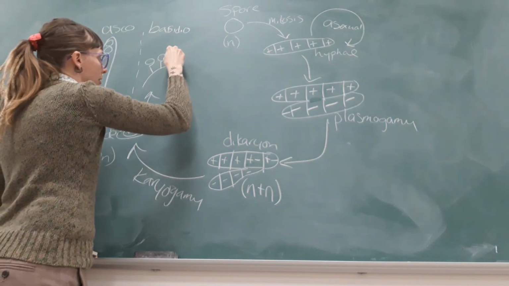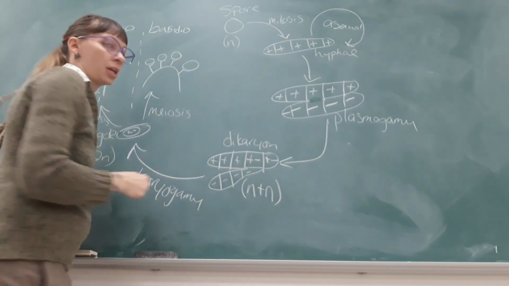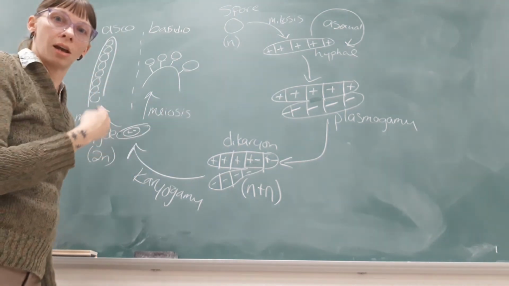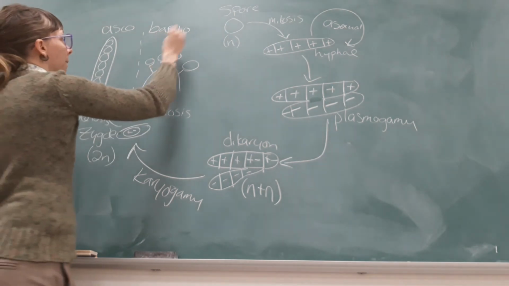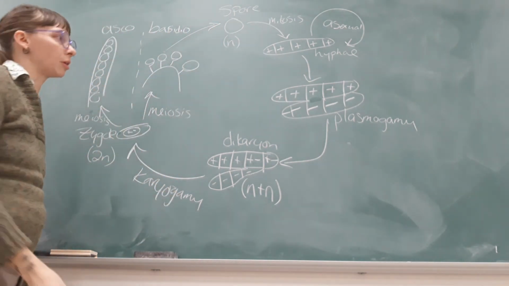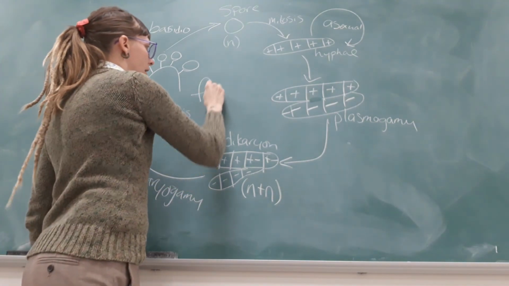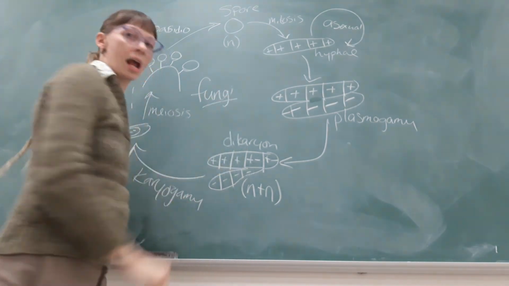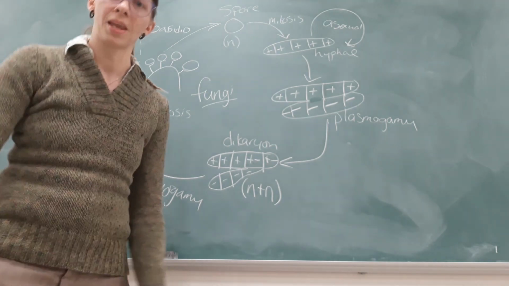If you're a basidiomycota, you're going to still undergo meiosis, but instead you are going to produce 4 spores, and they're going to be on the external side of your cell. And then you'll go back through the cycle all over again. So here you go. This is the life cycle of 2 different kinds of fungi, asco and basidiomycota. Thank you very much.